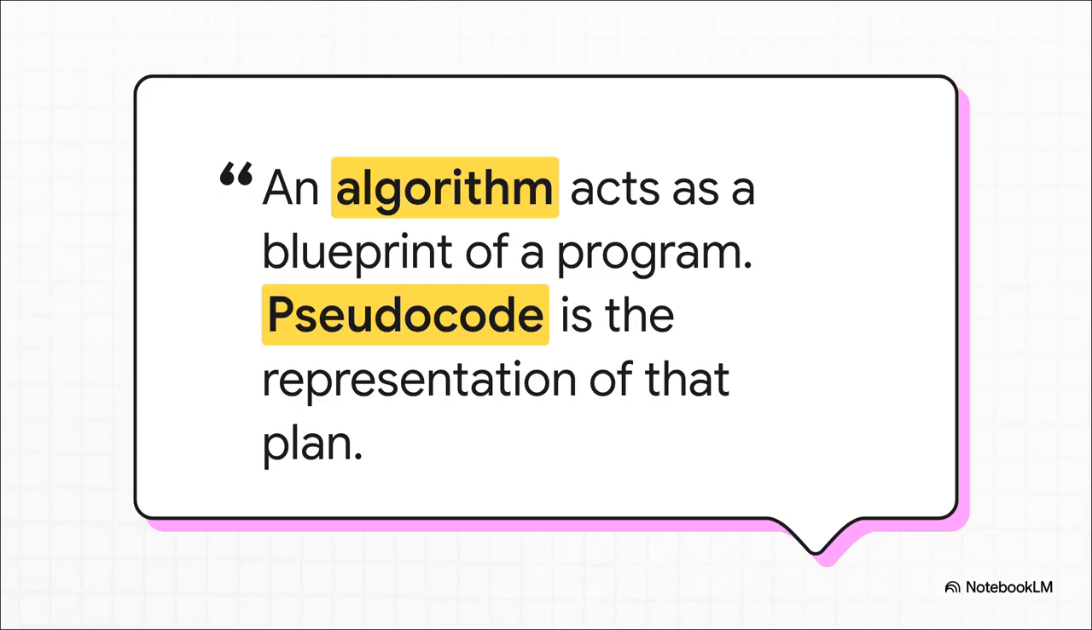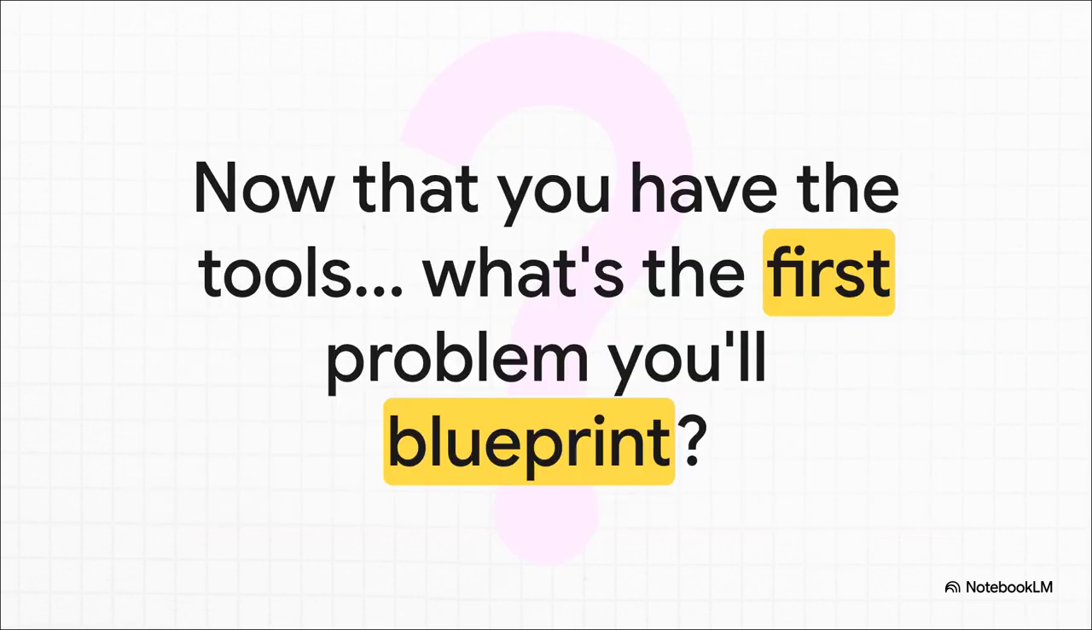So here's the bottom line. An algorithm is your step-by-step plan for solving a problem. It's the core idea. But pseudocode is what gives that idea structure. It's the tangible blueprint that guides you all the way from a vague concept to a finished program. So now you get it. You understand the what, the why, and the how of pseudocode. You've got the tools to be a code architect. So the only question left is, what's the first problem you're going to design a blueprint for?